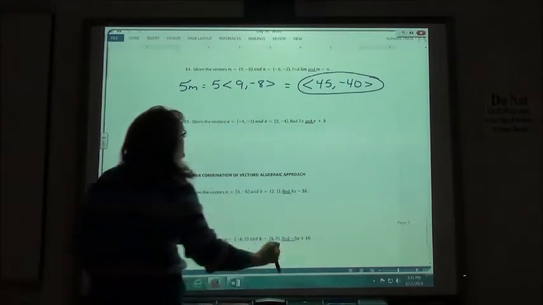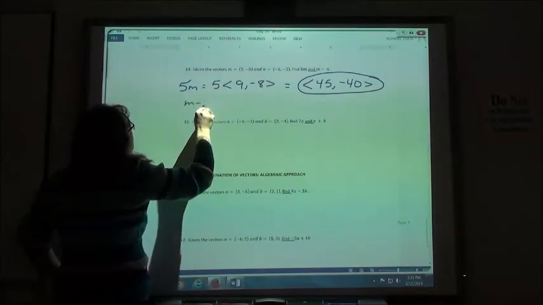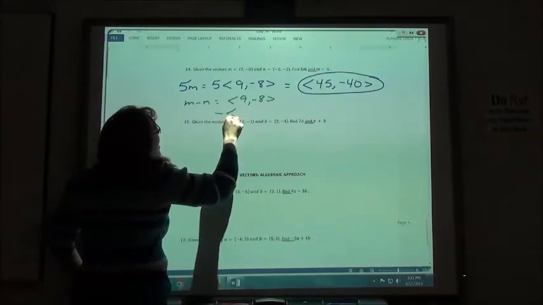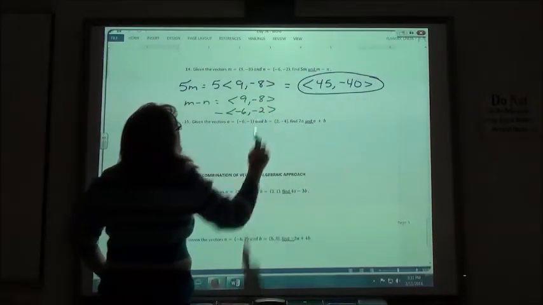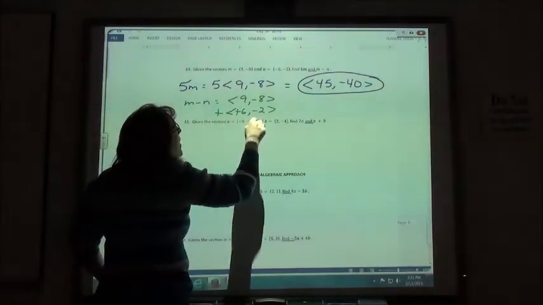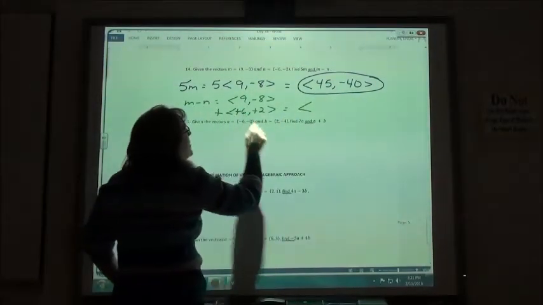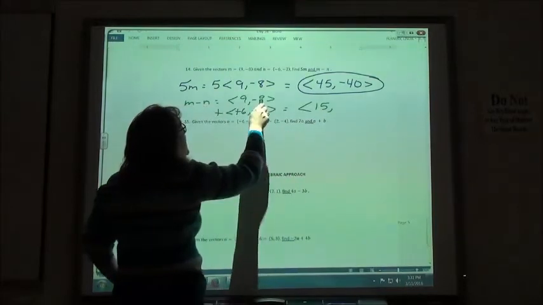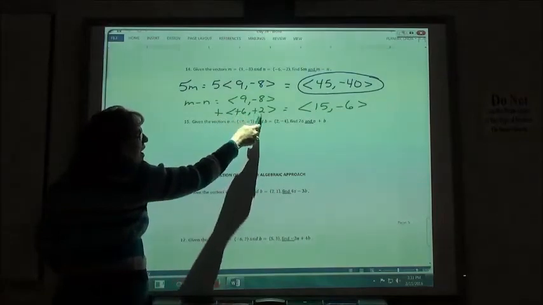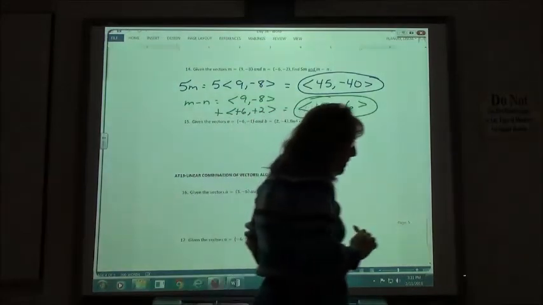The second part of that wants us to find m minus n. So I'm going to take my m, which is 9, negative 8. I have to subtract the negative 6, negative 2. Now we know when we subtract, we end up adding the opposite. So I'm going to make that a positive and that a positive. And then just combining my terms, 9 plus 6 would give me 15. Negative 8 plus 2 is negative 6. So when I subtract, I add the opposite, so I changed both those signs, and then I just combined my like terms.